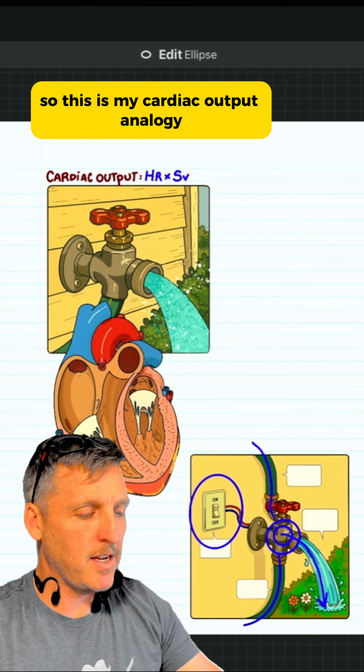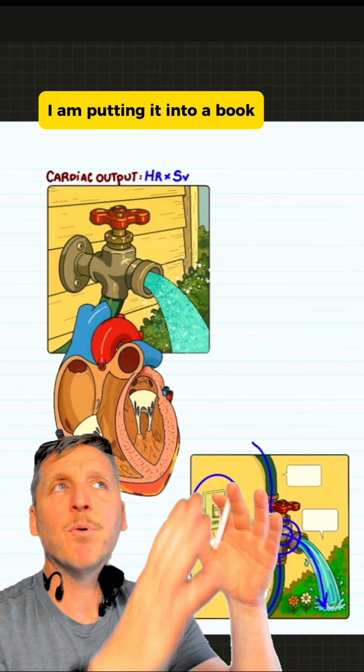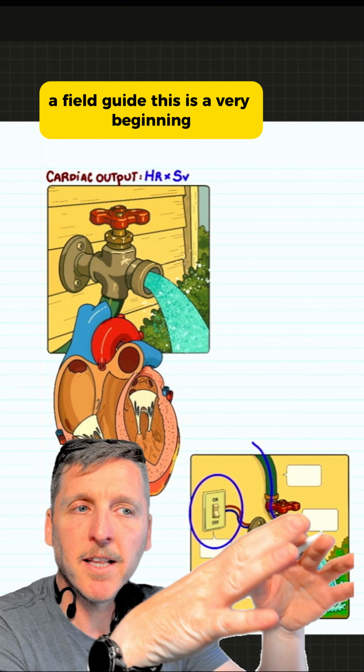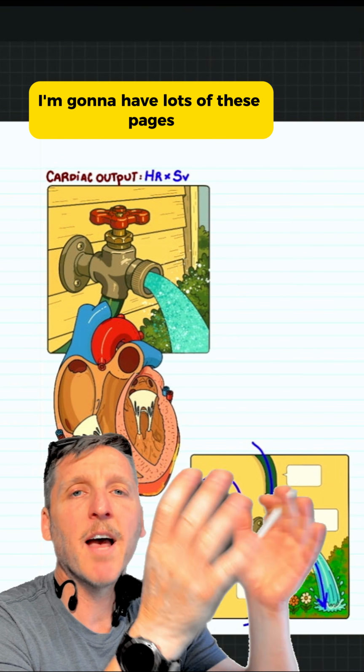So this is my cardiac output analogy. I am putting it into a book, a field guide. This is the very beginning, so it's going to take a while. I'm going to have lots of these pages.